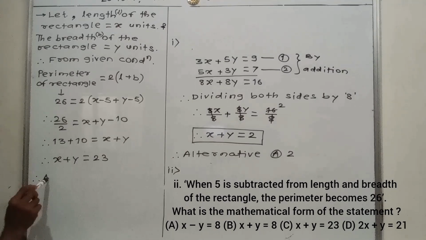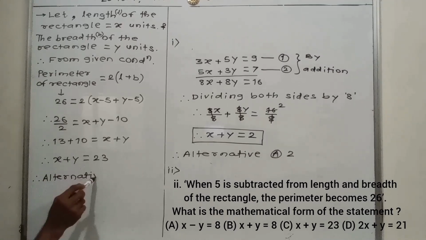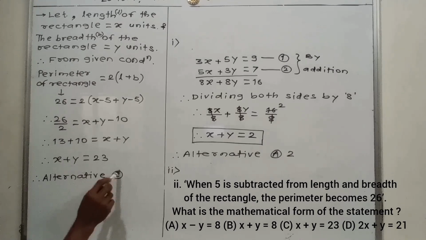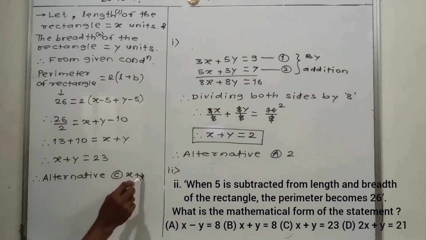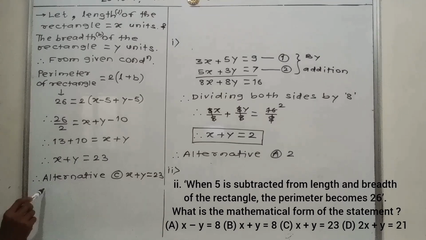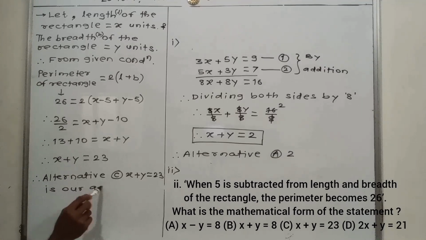Therefore, alternative C, x plus y is equal to 23 is our answer.